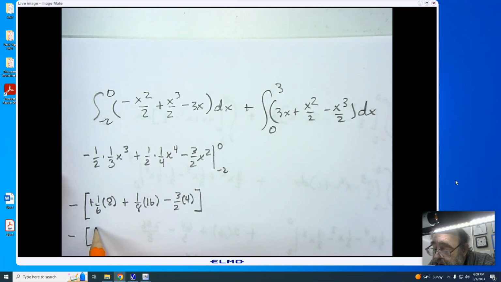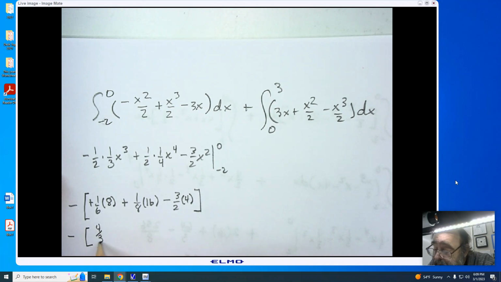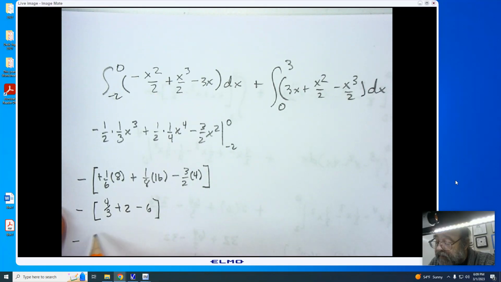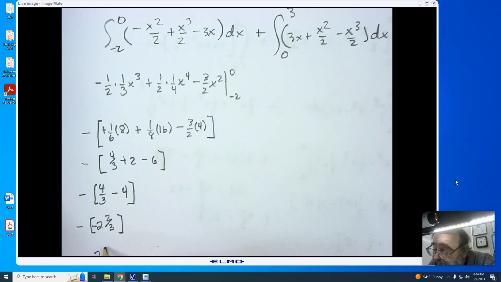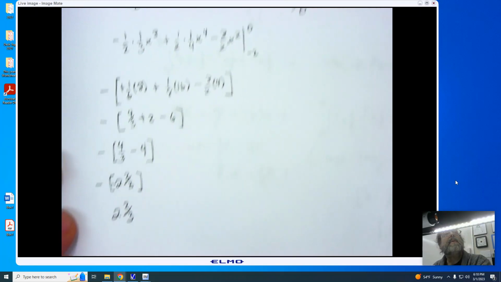This is giving me 4/3. We are adding to it a positive 2. And then we have a minus 6. This is giving me minus 4/3 minus 4. That's going to give me a minus. And when I take that 1 away, I'm at 3. When I take another 1/3, I'm at 2 and 2/3. And it's a negative, and the double negative applies to be 2 plus 2 and 2/3.